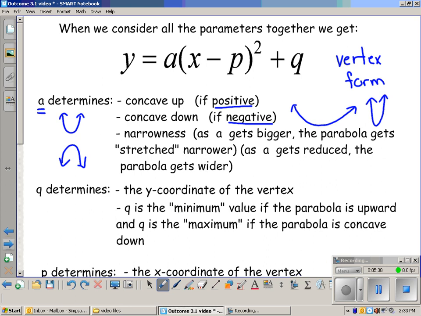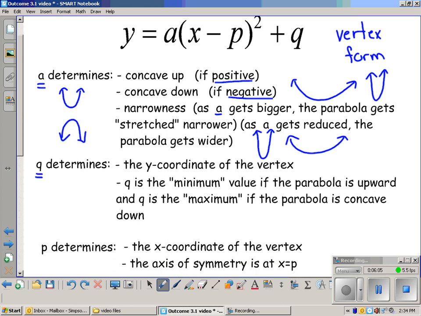So as a gets bigger, the parabola gets stretched narrower. As a gets bigger, we're going to end up with a shape like this. If a gets smaller, we're going to get it being reduced and it gets wider. Q.